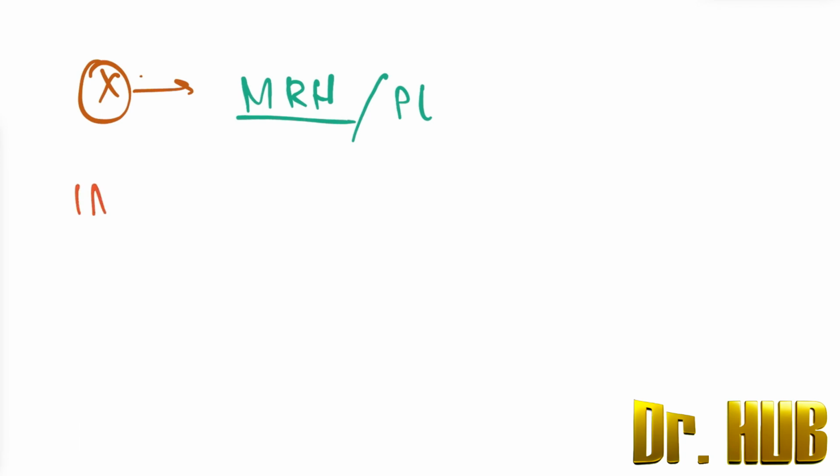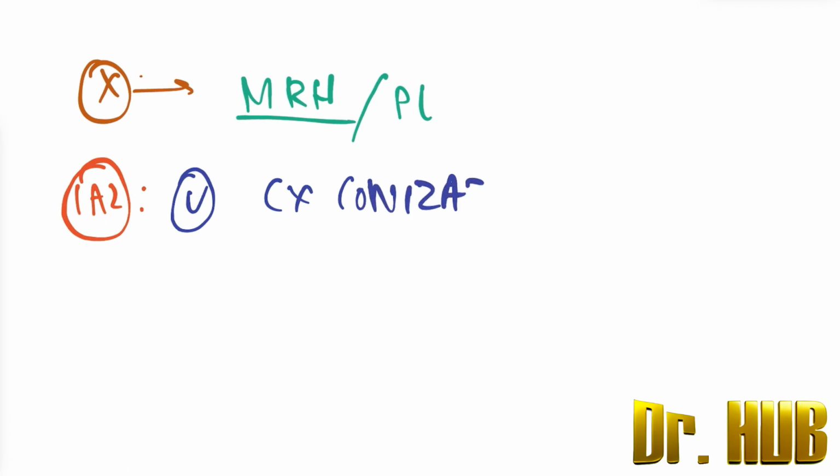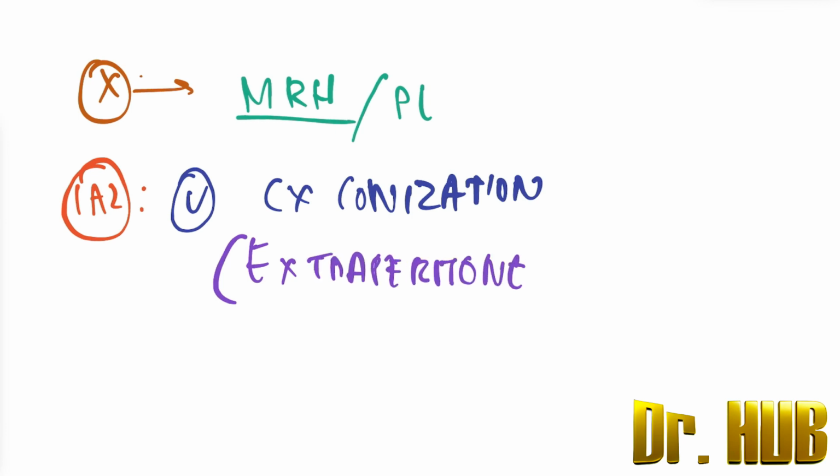Then we move on to the IA2. In IA2, where the fertility is preserved, there is the cervical conization with the extraperitoneal pelvic lymphadenectomy.